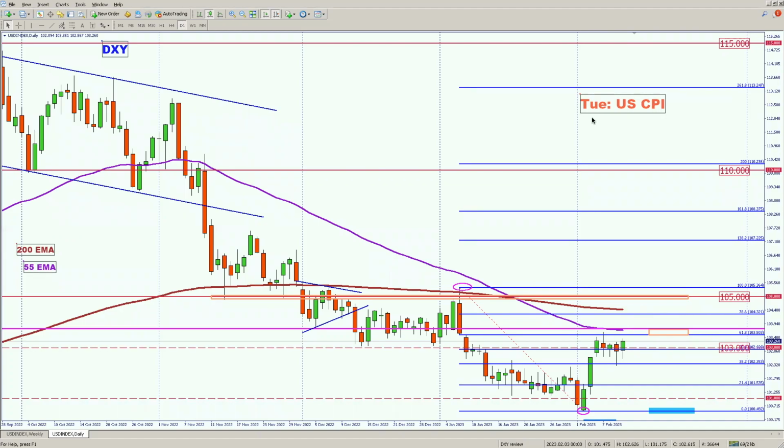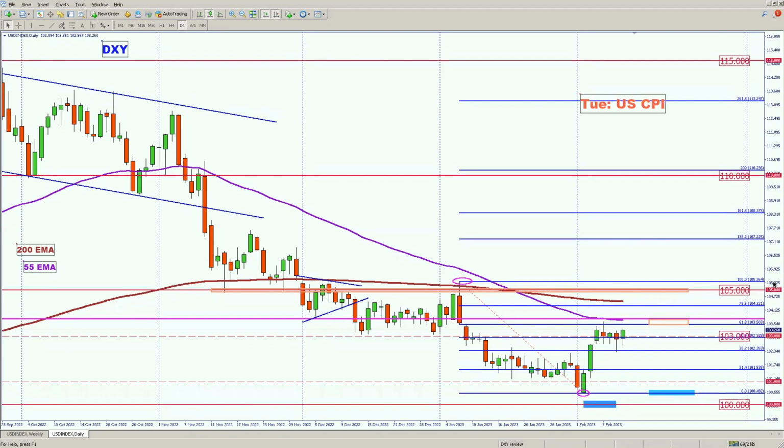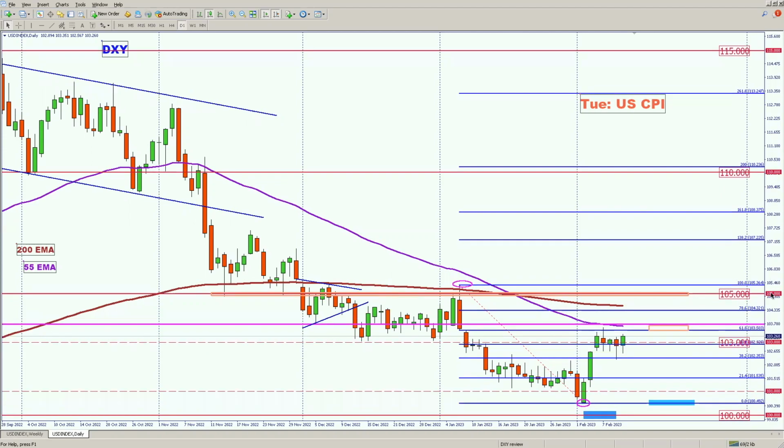All right, and this Tuesday, there's the US CPI figure. We'll see if that's going to be a catalyst for a further boost in the US dollar, or whether it's just going to be a muted figure. The expectation is slightly lower than the previous month, about 6.2% compared to 6.5% the previous month. So they're hoping that inflation is continuing to decline.